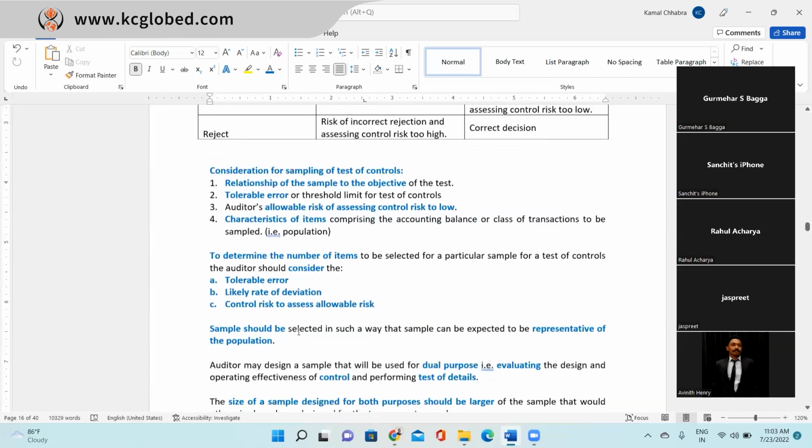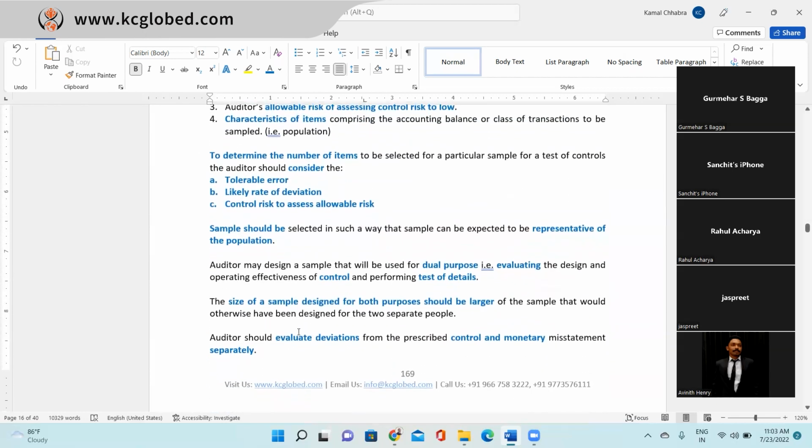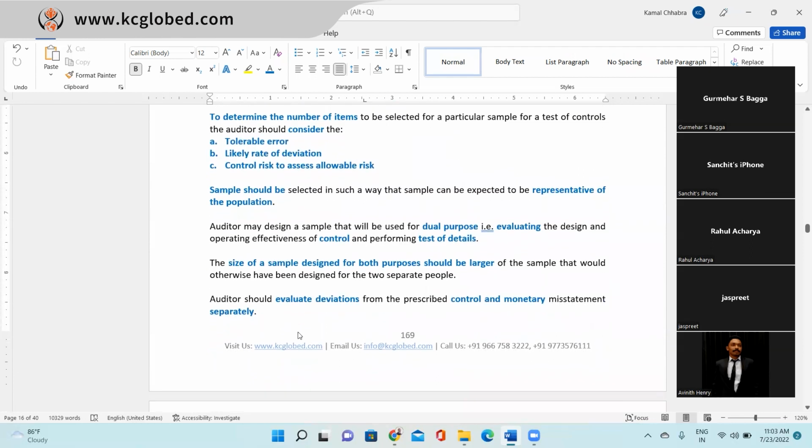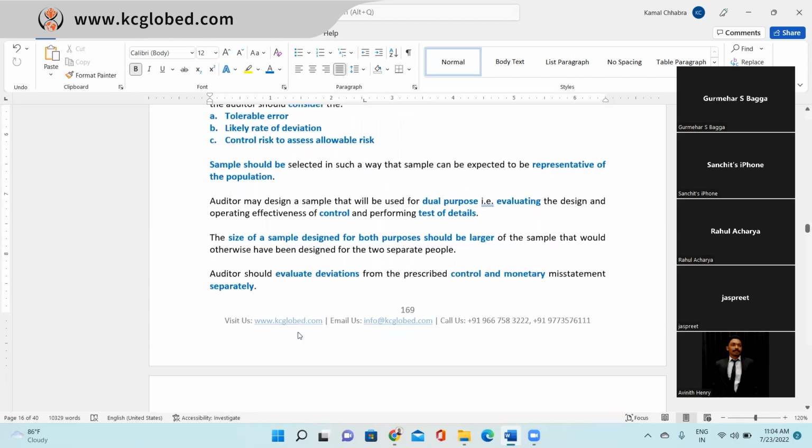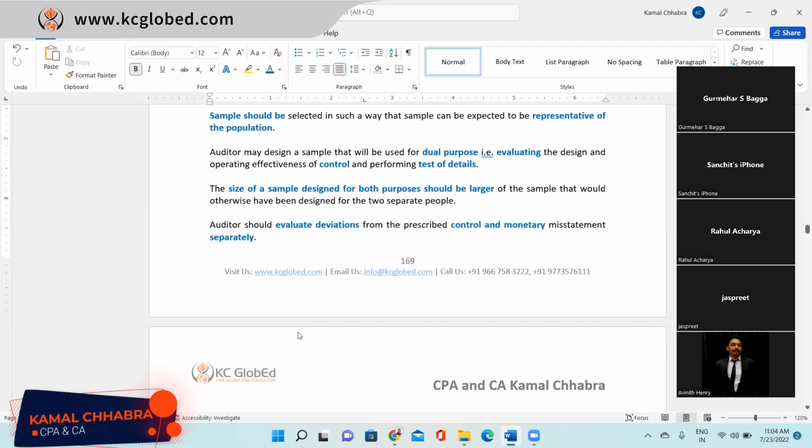And to determine the number of items to be selected for a particular sample of test of control, the auditor should consider the following: tolerable error, likely rate of deviation, and control risk. Right? Are you guys with me? Yes, sir. And samples should be selected in such a way that a sample can be expected to be a representative of the population.